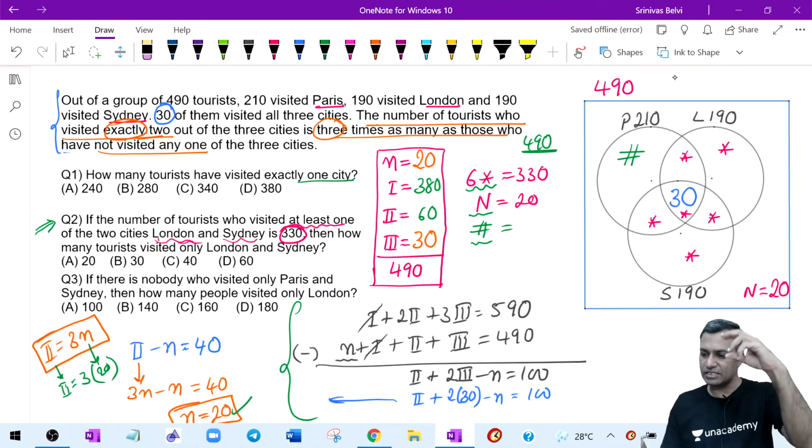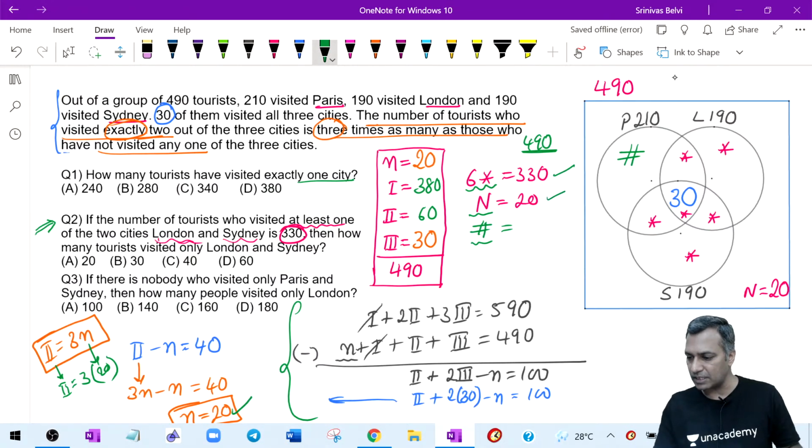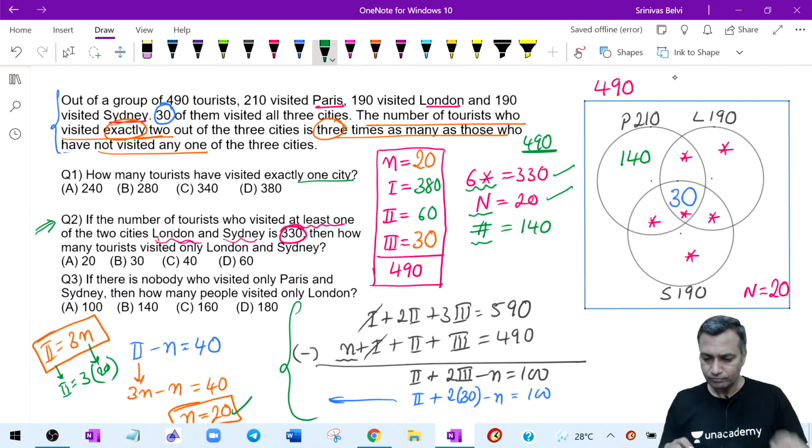So you will find the value of this hash to start with. What is the value of this hash? 330 plus another 20, 350 is gone. Therefore the value of the hash is 140. You will find this first. 140 has come. Then what did the author want? Don't lose focus on that. The question is, how many tourists visited only London and Sydney?